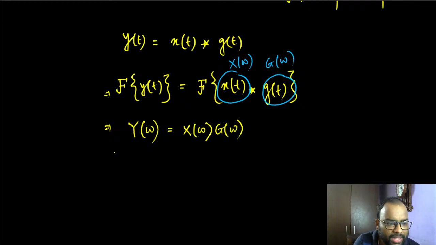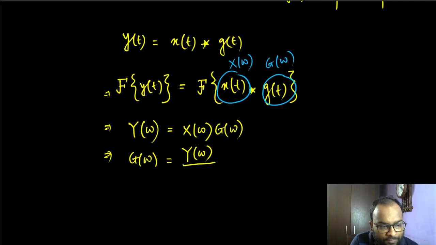Okay, and from there we saw that G omega, which is supposedly the Fourier transform of the impulse response, is nothing but the ratio of the Fourier transform of the output to that of the input. So that is something we realized, we understood, right? So that's all with Fourier transform.